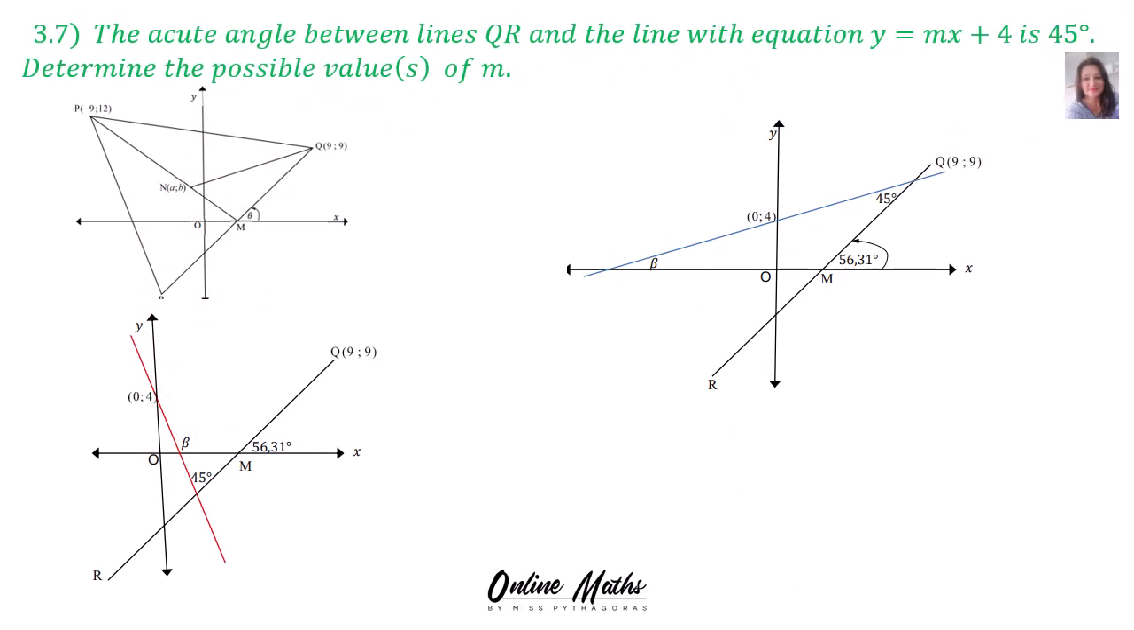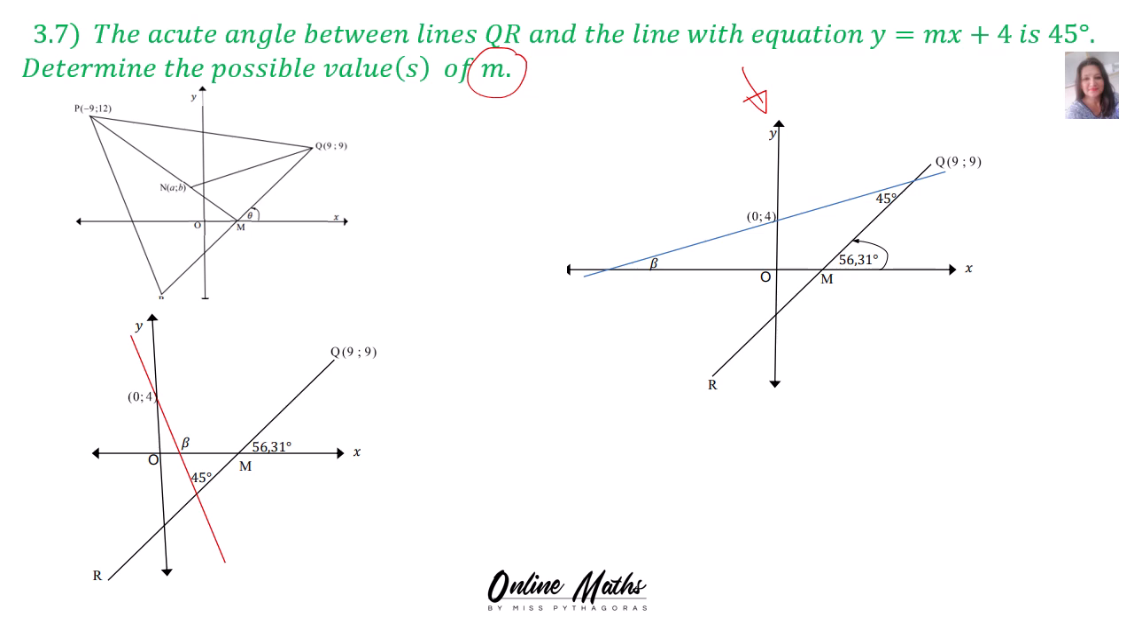Number 7: the acute angle between line QR and the line with equation y = mx + 4 is 45 degrees. Determine the possible values of m. So m is a gradient. Now, if you look at this, you will say, Juffrou, what is going on here? Where's this other line? Have a look at the sketch, this one.